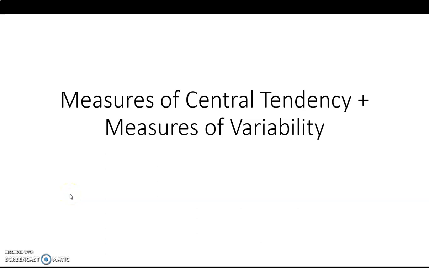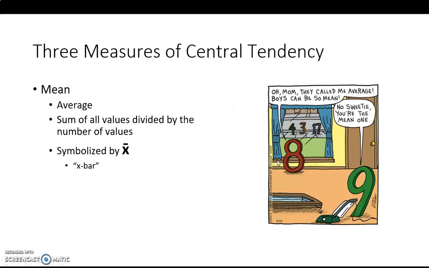All right, this is just an abbreviated version of the lecture on measures of central tendency and measures of variability. We discussed three measures of central tendency: the mean, the median, and the mode. First, the mean. This is the average. This is the most familiar one. You've computed it plenty in Excel already.